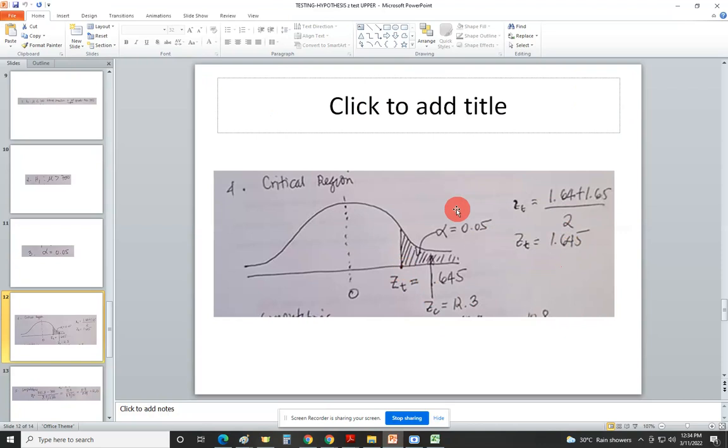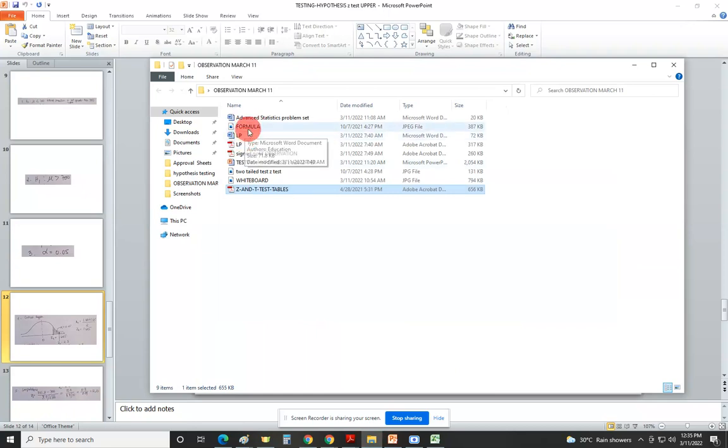To know the value here, you need the value of alpha using the z-test table. By the way, I forgot: how will you know if it's a z-test or t-test? Anybody from the class who understood my recorded lecture last time? Yes, Clarissa, what's our basis? Student: If the sample size is greater than or equal to 30. Very good.